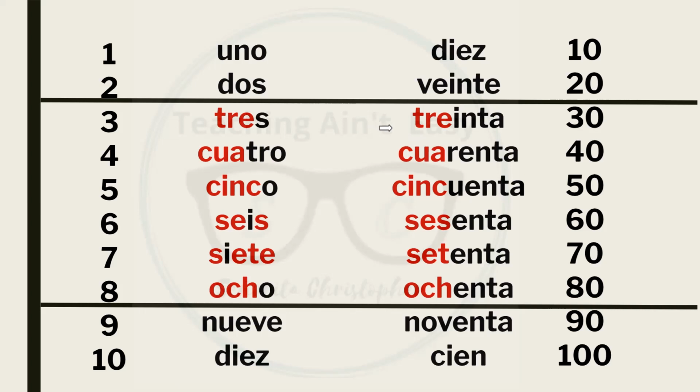Again, this is just another way to identify what the number means in English. So you might be given the number in Spanish and you're like, I can't remember what it means in English, but if you know your numbers 1 through 10, you can figure out the other numbers.